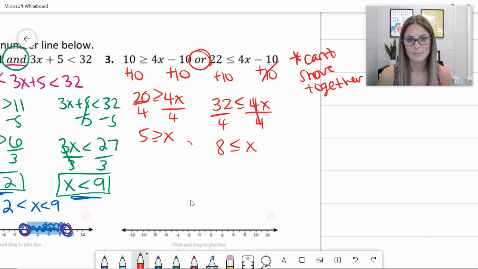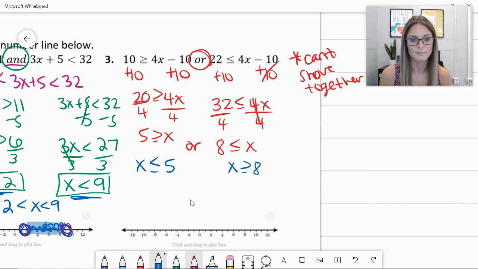Now this is an or statement. Cannot shove it back together. So let's see what we have. If you need to use the inequality symbol to help point you in the right direction, flip this over. So it's x is less than or equal to 5 or x is greater than or equal to 8.